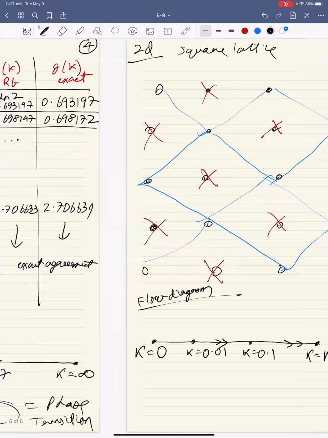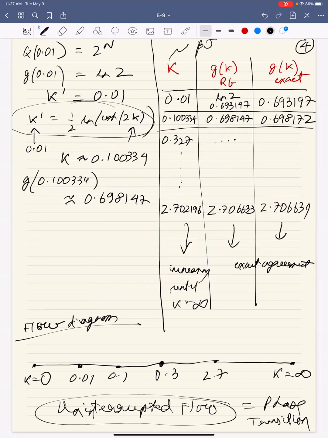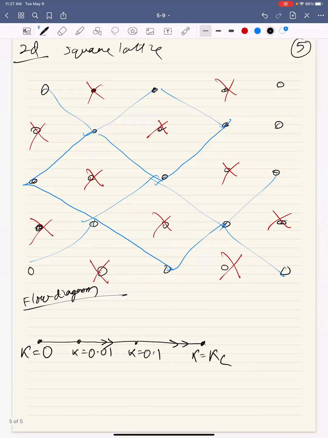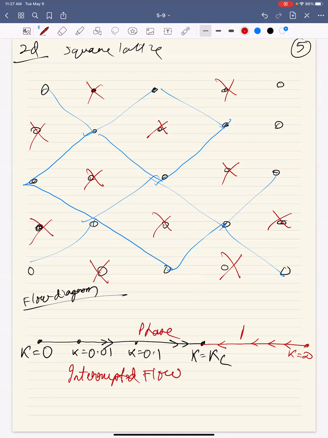Because you don't have this log of hyperbolic cos of 2K equation. It's some other equation where the algebra is such that there is a value of Kc at which you cannot go further. Or you could start from a very large K, equal to infinity. And that would keep bringing it down. And again, it would stop at the same Kc. So now you have an interrupted flow. And you have two different phases of the system, phase 1 and phase 2. And you cannot do this idea of averaging out degrees of freedom and jump from phase 1 to phase 2.